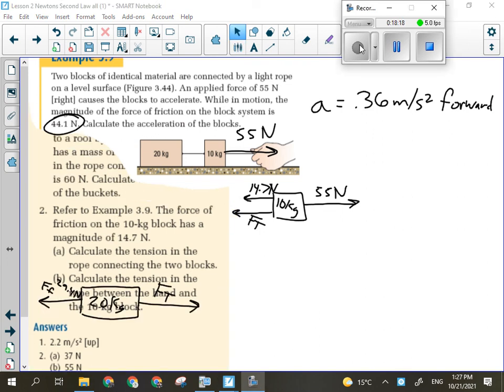Okay, let's look at this one. So, right off the bat, I know the acceleration and the mass of the first block. So what can I calculate with that?